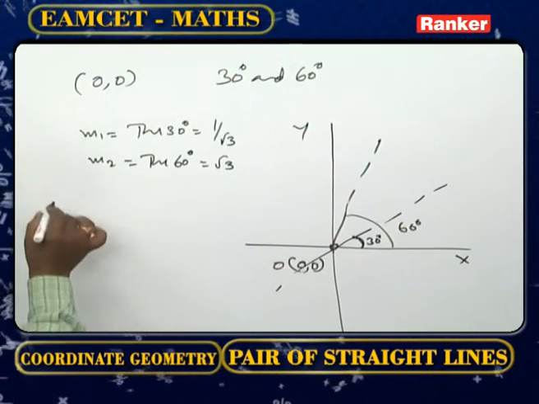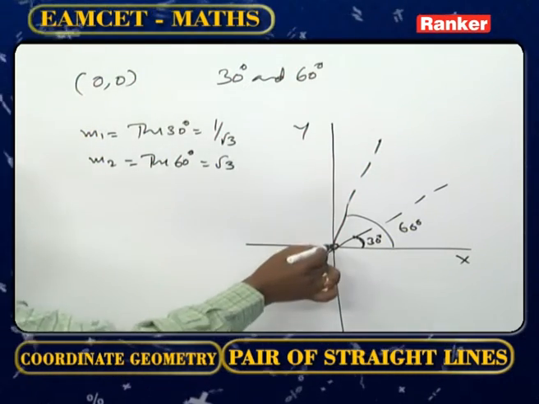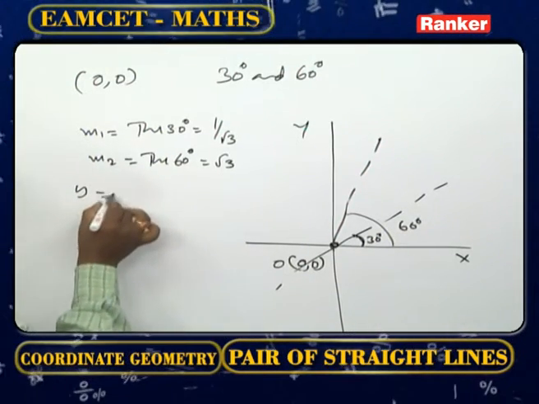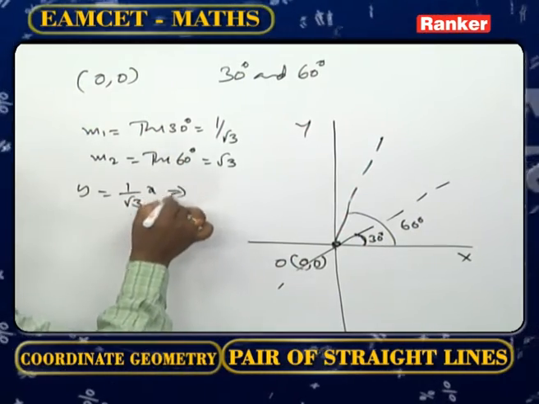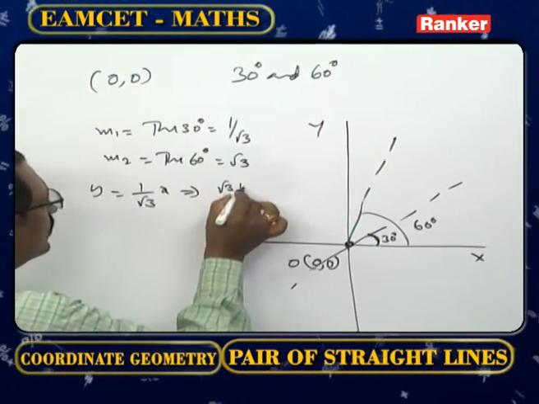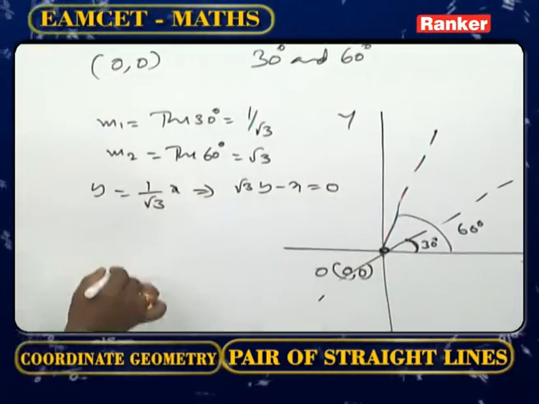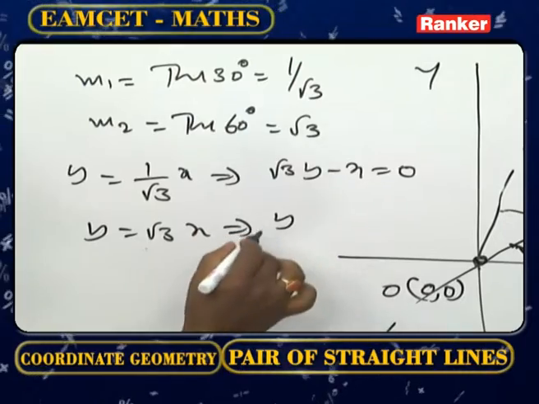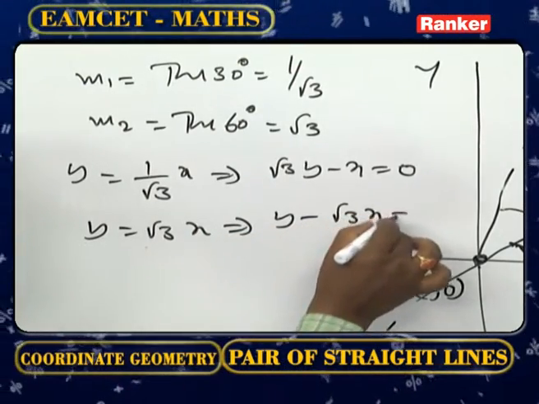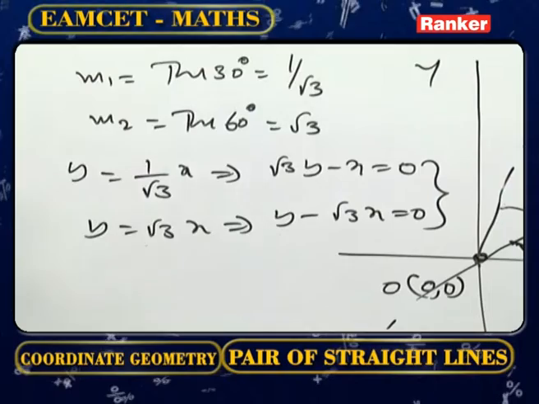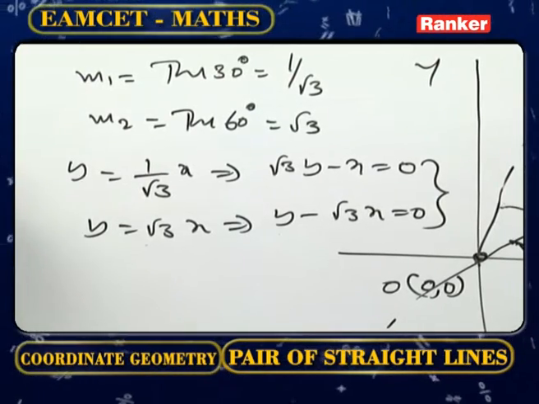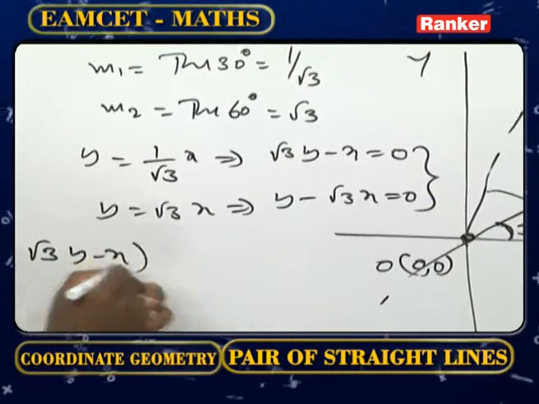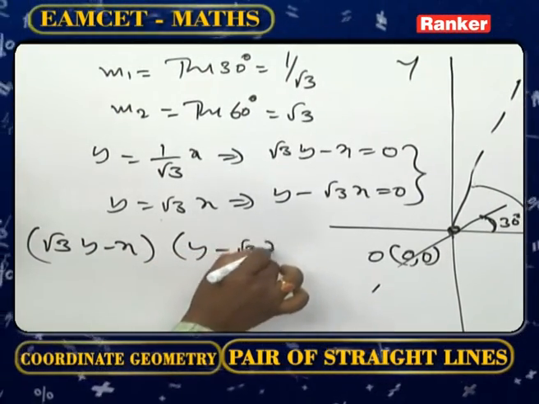Now, the equation of a line is y equals mx, because it passes through the origin with slope m. Now, the equation of the first line is y equals 1 by root 3 into x, otherwise root 3y minus x equals 0. Similarly, the second equation y equals root 3x, or y minus root 3x equals 0. Now, these are separate lines, but we require the combined equation of the two lines. Just multiplying together, we get the combined equation. Now, root 3y minus x into y minus root 3x equals 0.